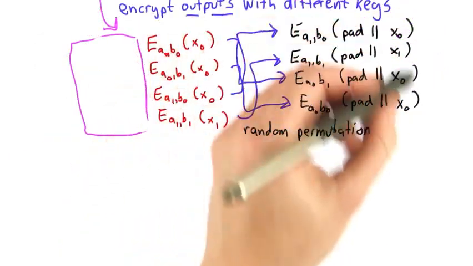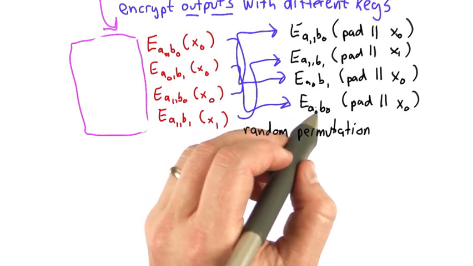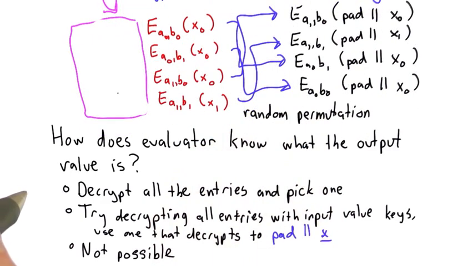The evaluator still needs to be able to decrypt these to produce the right output. So the question is, how does the evaluator know what the output of that truth table is? The evaluator could try decrypting all the entries and pick the one that seems correct. The evaluator could try decrypting all the entries using the input value keys known to the evaluator and use the one that decrypts to something of the form pad concatenated with x and then use this value as the output. Or it's not possible based on what the evaluator knows. The answer is the second choice.